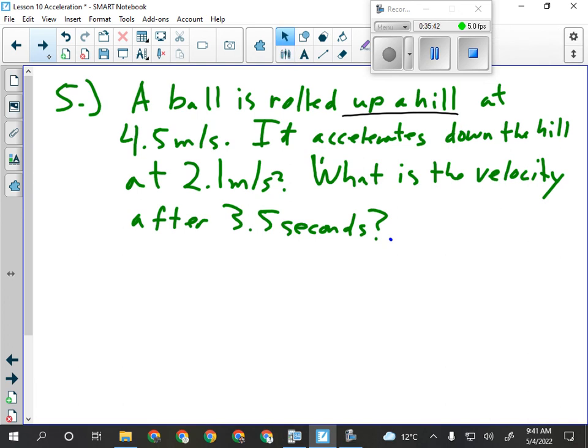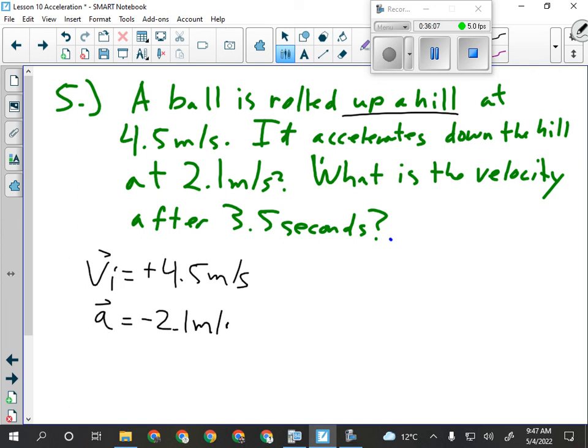Remember, direction's important. On this one, the key is that we have to assign positive and negative values to up and down the hill. The ball's rolled up a hill at 4.5 meters per second, so I'm going to say that up the hill is positive to make my initial velocity positive 4.5 meters per second. It's accelerating down the hill at negative 2.1 meters per second squared. What's the velocity after 3.5 seconds? So I'm looking for VF.